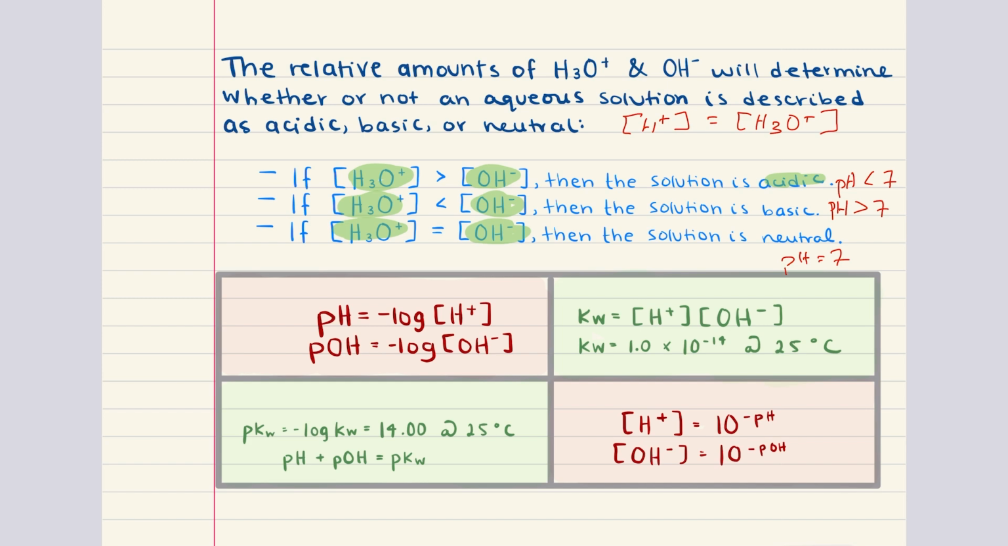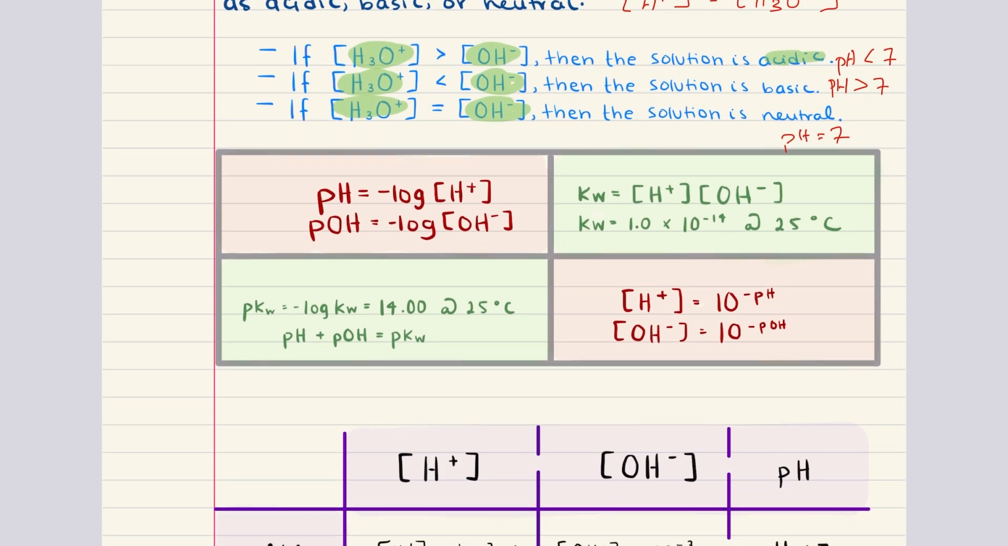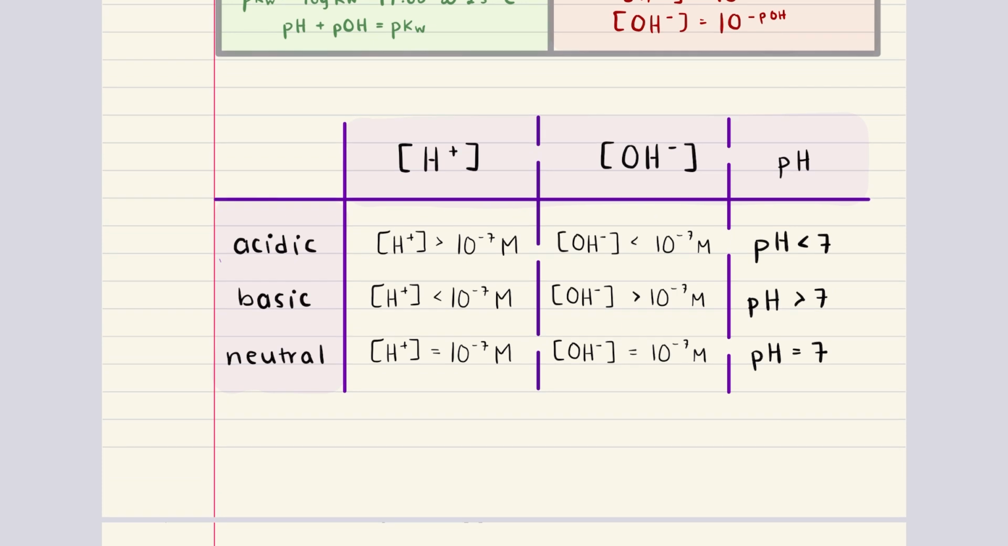This relationship allows us to easily categorize solutions into acidic, basic, or neutral based on the concentration of these ions. And actually, I'm going to scroll down here really quickly. This is another way to format this information. What this table tells us is that if a solution is acidic, it's going to have a pH less than 7. That means that the hydrogen ion concentration is going to be greater than 10 to the minus 7 molar, and the hydroxide ion concentration is going to be less than 10 to the minus 7 molar.